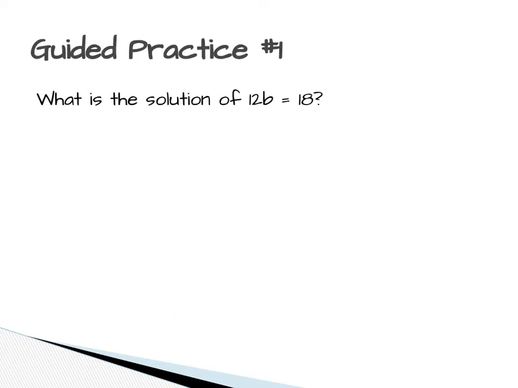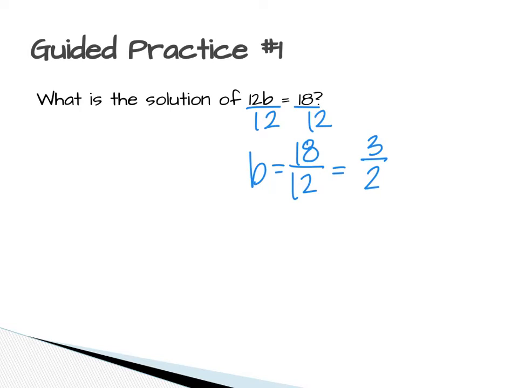Alright, so solve this equation. We're going to divide both sides by 12 because we're multiplying by 12, and the opposite of multiply is divide. And so I get B equals 18 over 12, which reduces to, if you reduce it by 2, you get 9 over 6. But if you were to reduce it by 3, you get 6 over 4. If you were to have reduced it by 6, you would get 3 over 2, which is the reduced fraction. So that's a one-step equation.